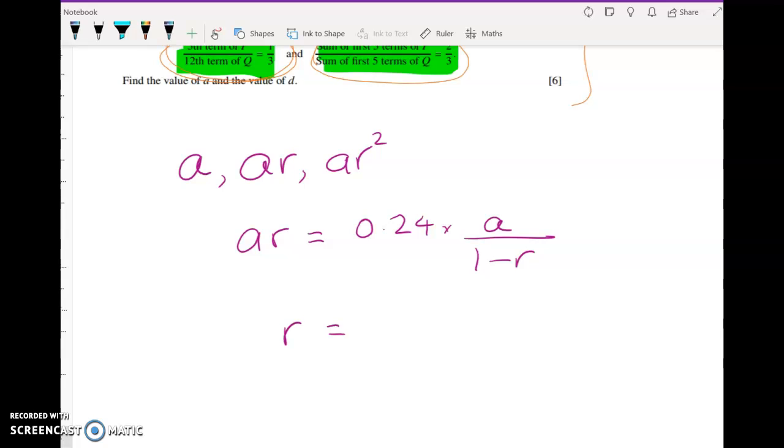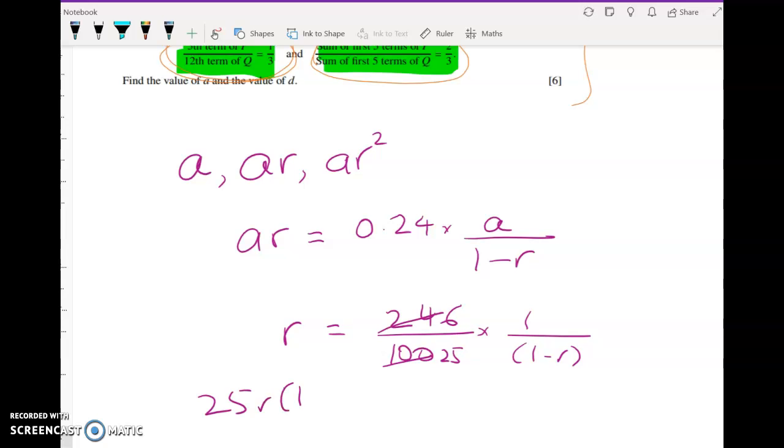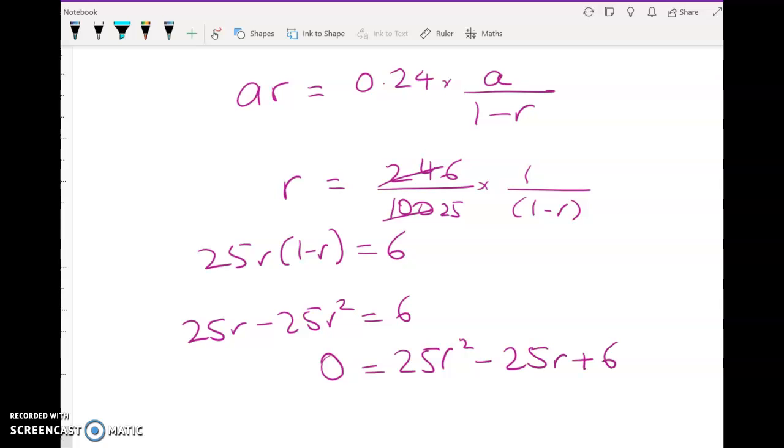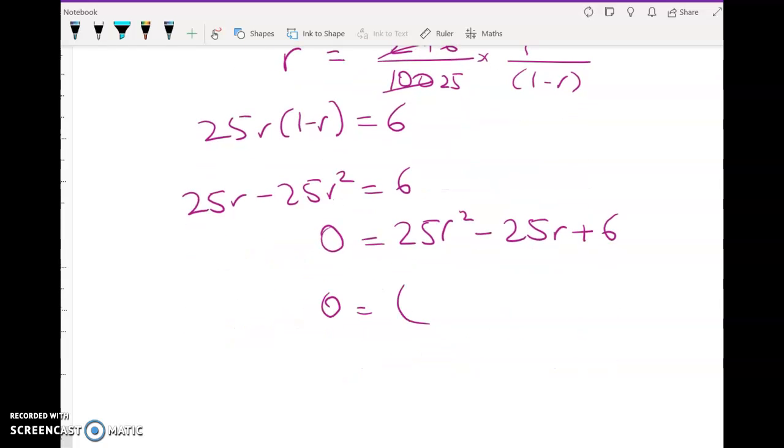So R is equal to 24 over 100 times 1 over 1 minus R. And this simplifies to give me 6 over 25. Right, multiplying through, I get 25R times 1 minus R is equal to 6, which is a quadratic. 25R minus 25R squared is equal to 6. Taking everything to one side gives me 0 is equal to 25R squared minus 25R plus 6. So it's going to have the following pattern.